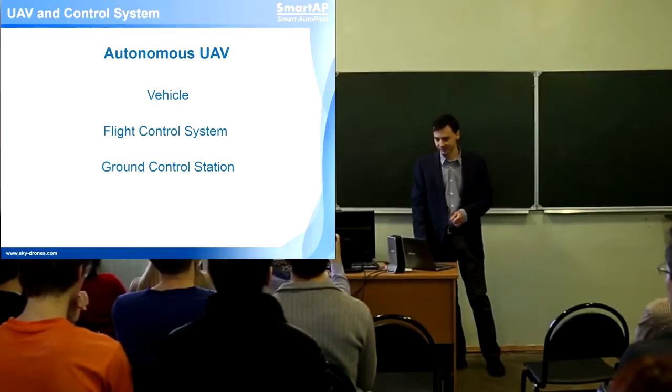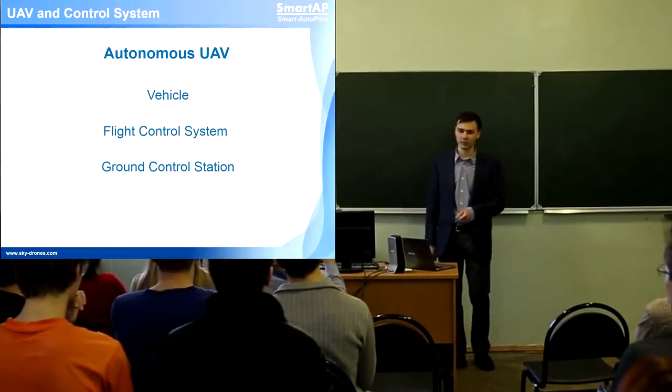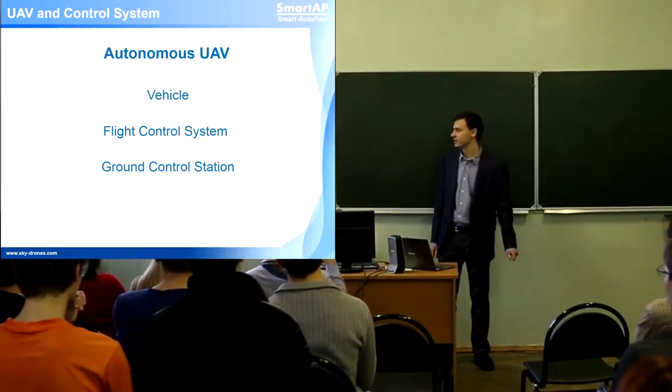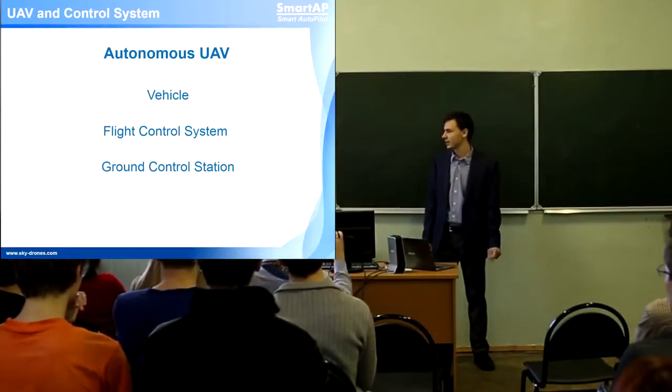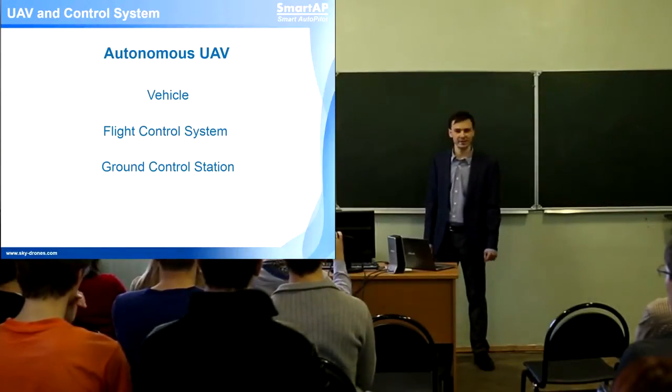So now let's get more into the technical details. An autonomous UAV actually consists of 3 parts. This is the vehicle itself, the flight control system, and the ground control station. So I have a question for you. What is the most important, do you think? Which part?